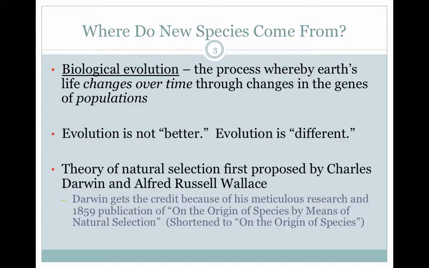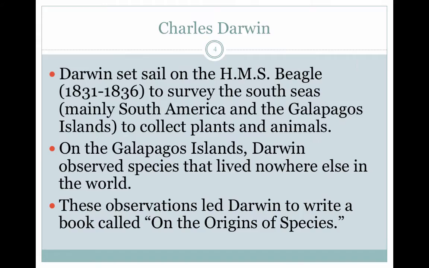And then his book was called On the Origin of Species by Means of Natural Selection, which is really shortened to On the Origin of Species. And where did he travel to gather the evidence cataloged in the book? You can see, went out for 5 years. He was on a boat probably not much bigger than our room and Miss Sikowski's room next door combined in terms of deck space. So he went to survey the South Seas, which is mainly South America and the Galápagos Islands, to collect plants and animals. And it's really on the Galápagos Islands that he observed species that live nowhere else in the world and really developed the theories on natural selection.